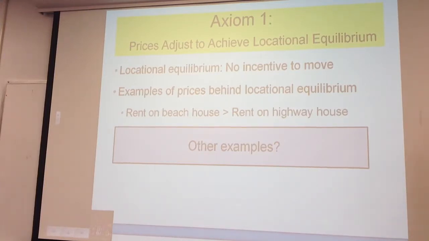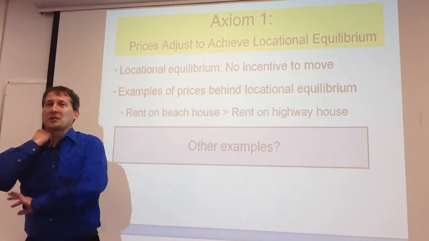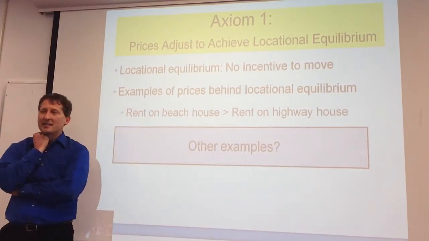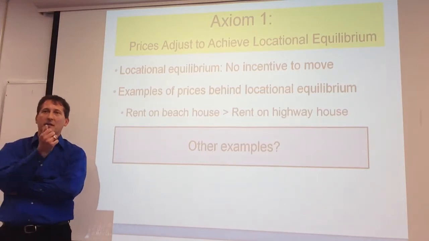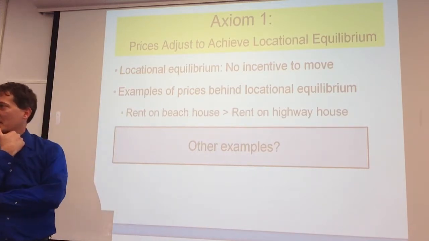Okay, so rent on a beach house is greater than rent on a highway house. If we look at the rental rates, one's on the beach, one's on the highway, the beach has more rent. It's more expensive. What other sorts of examples might you see for prices adjusting to compensate for location, which is kind of the heart of this class?